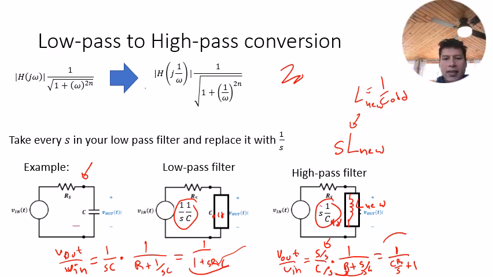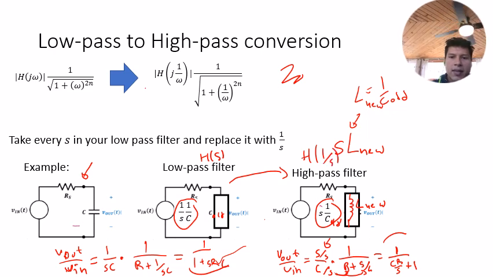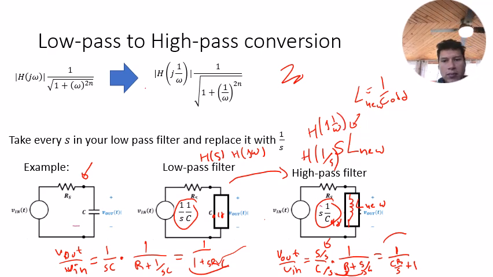But you see what's interesting. By doing this transformation, I went from H of S to H of 1 over S. And by design, I also went from H of j omega to H of j over 1 over omega.